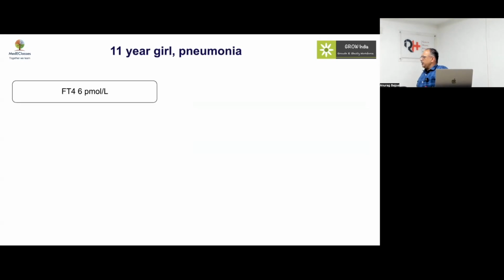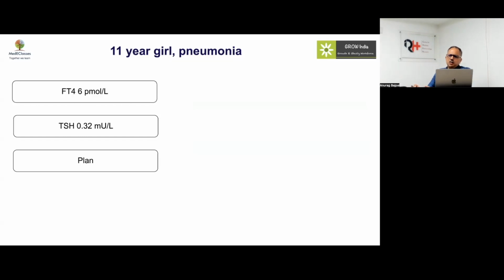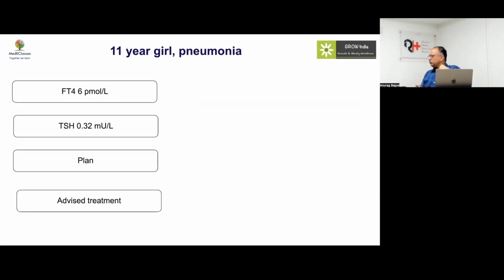An 11-year-old girl with pneumonia, FT4 is low, TSH is again on the lower side. So again, do you think this is, do you need an MRI to look for central hypothyroidism, cortisol? What will you do? So this again is a metabolic issue which may happen because of illness. So you said you wanted to do a cortisol level. If your cortisol is normal, what do you think? So why are you looking at cortisol?